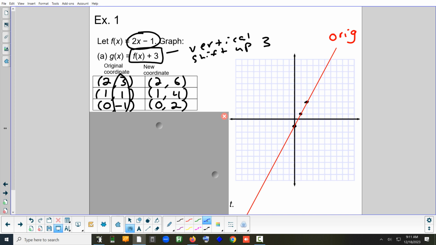So now we added 3 to all the y values. Let's graph those points and see how it looks. Do we need to graph them? Yes. So we have 2, 6. We have the point 1, 4. And we've got the point 0, 2. All right, let's draw that line.